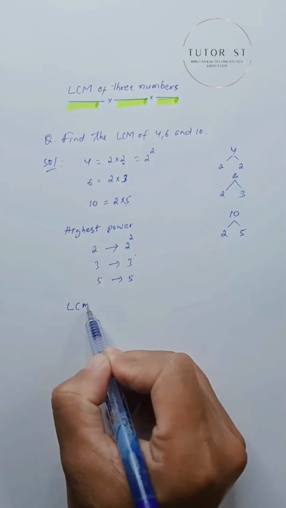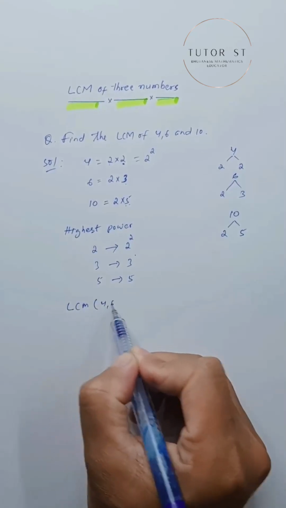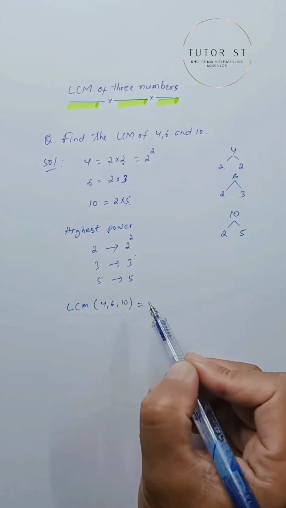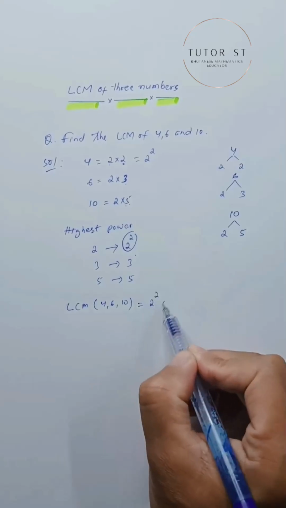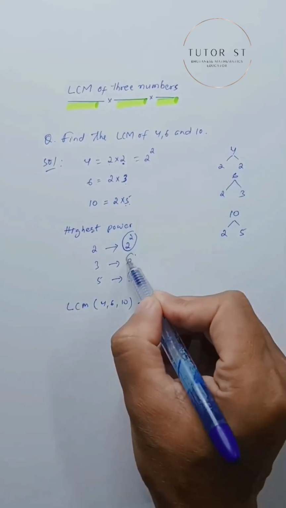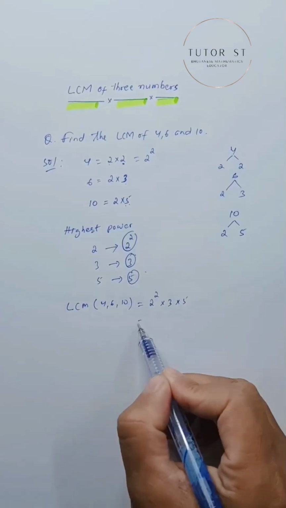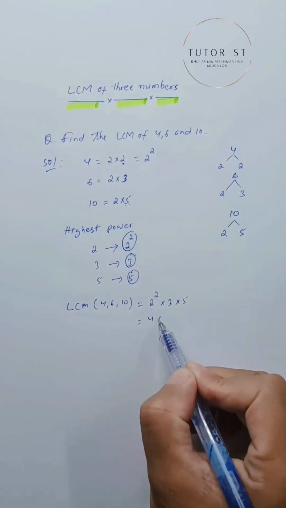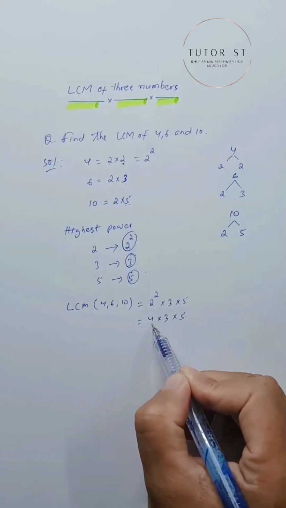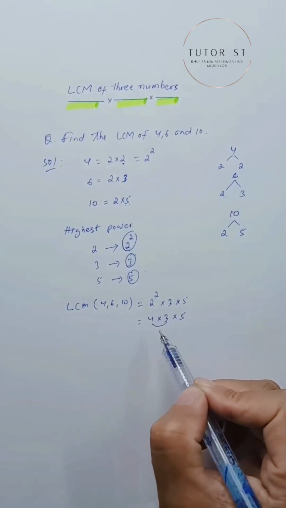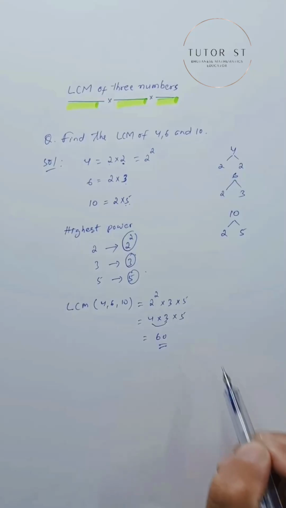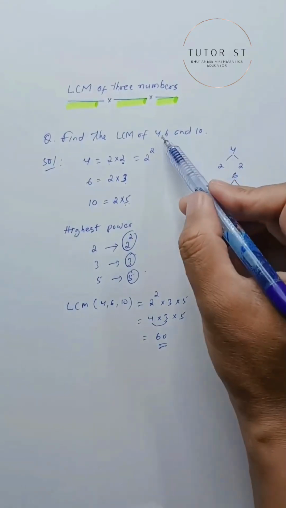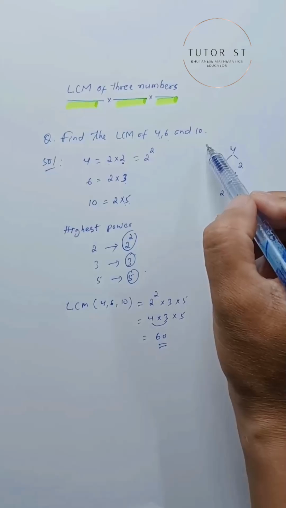Therefore, the LCM of 4, 6 and 10 is equal to, you simply need to take the highest powers and multiply: 2 raised to 2 times 3 times 5. When I multiply, 2 raised to 2 is 4, times 3 times 5. 4 times 3 is 12, so 12 times 5 is 60. So this is the LCM of these three numbers, 4, 6 and 10.